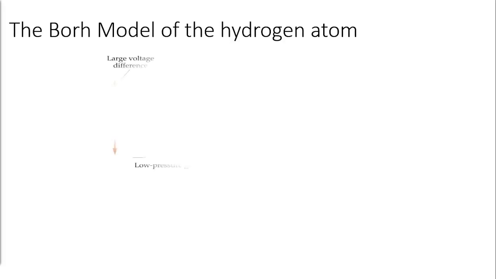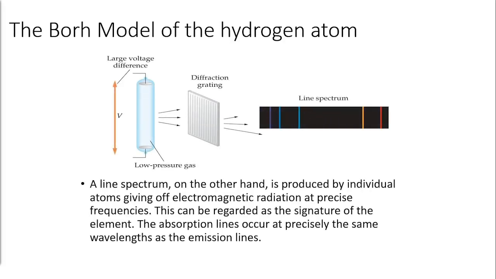A line spectrum, on the other hand, is produced by individual atoms giving off electromagnetic radiation at precise frequencies. This can be regarded as the signature of the element. The absorption lines occur at precisely the same wavelengths as the emission lines.